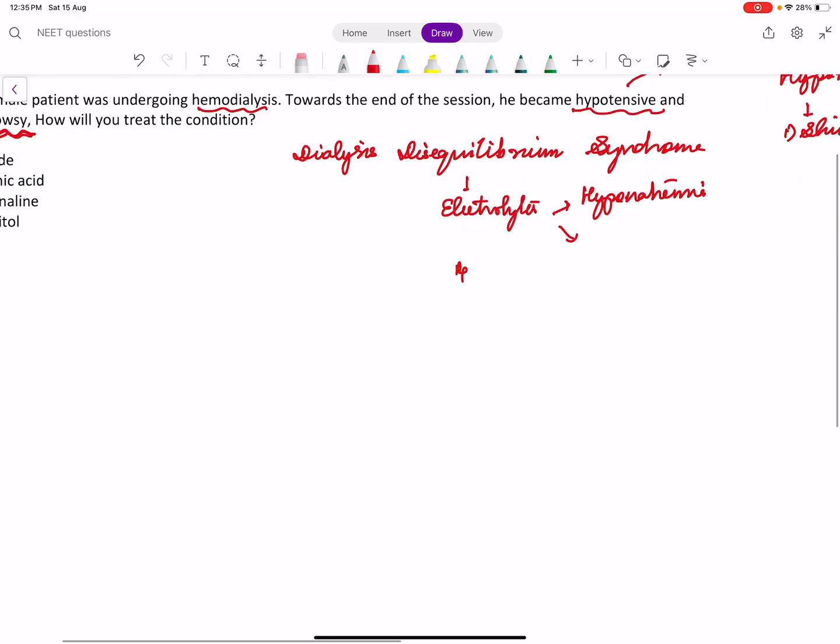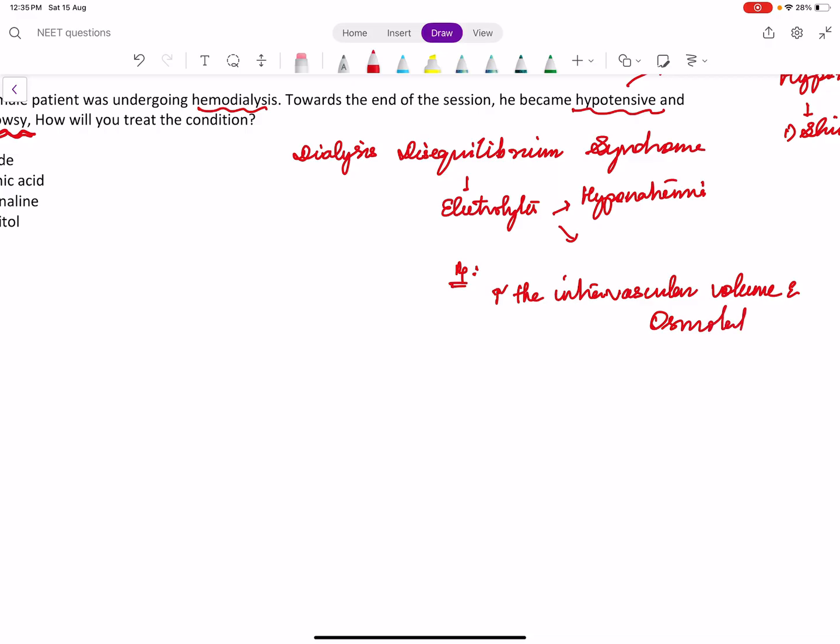So how will you treat this? Volume is lost, electrolyte is lost. So you have to increase the intravascular volume and osmolality. There are some special fluids for that. To treat dialysis disequilibrium, we can give fluids.